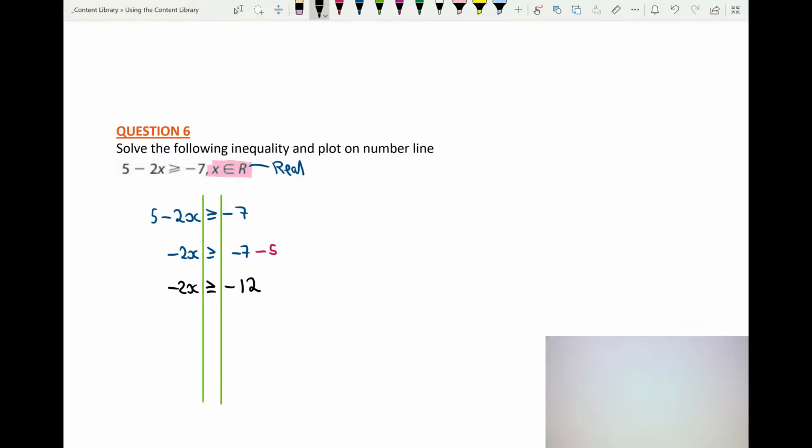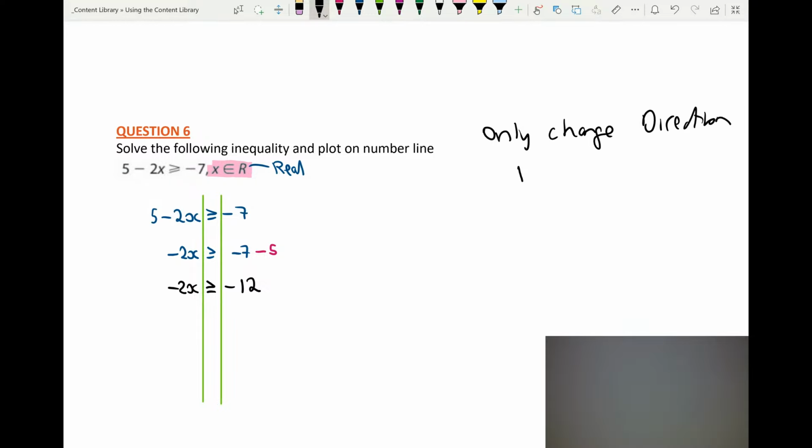Now, this is the bit that's important. I know some of you might be worried when you're in class as to sometimes you change the direction of the inequality sign. You only change the direction of the inequality sign when you divide by a minus. So I'll explain what that means. Here now in our question, we have a minus 2. So we need to divide across by minus 2. So I'm going to divide by minus 2, divide by minus 2.